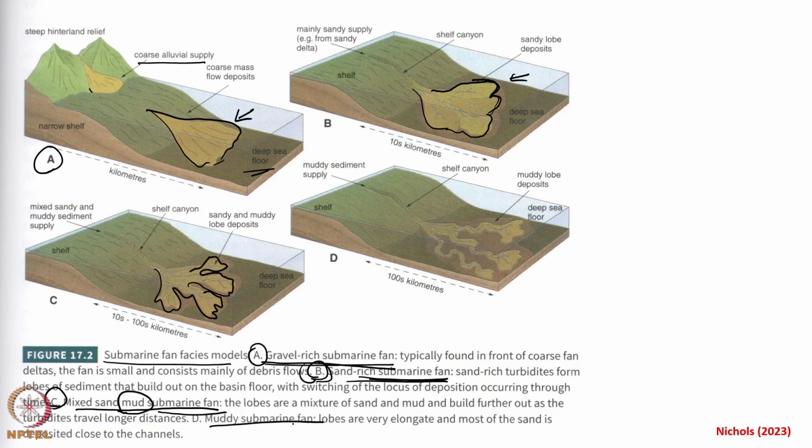And finally, the muddy submarine fan. So, the grain size has reduced. We started with gravel rich fan, then we moved to sand rich fan, then sand mud mixture and now completely muddy. Therefore, the flow is more extensive, goes much inside the deep basin and this is shown here.